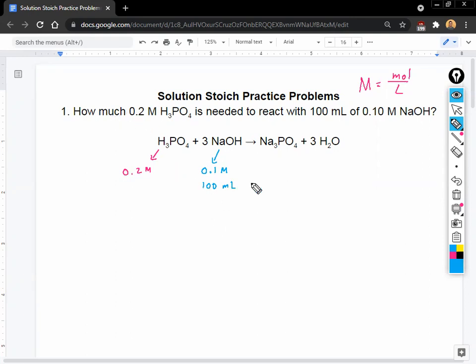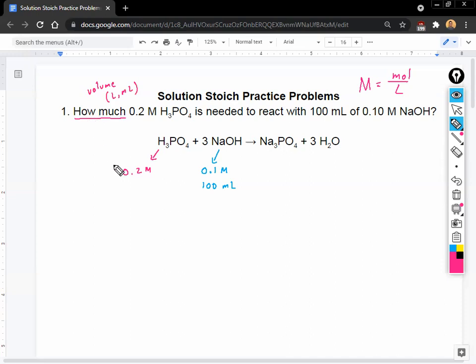All right, so now this question is asking how much we need. So if it's asking how much, that means we're probably looking for either grams or volume. But in this case, since we're talking about molarity, we're probably going to be talking about volume, right? So here we're talking about volume, and we measure volume in terms of liters and milliliters. So that's what we are going to be looking for at the very end. Any questions so far?